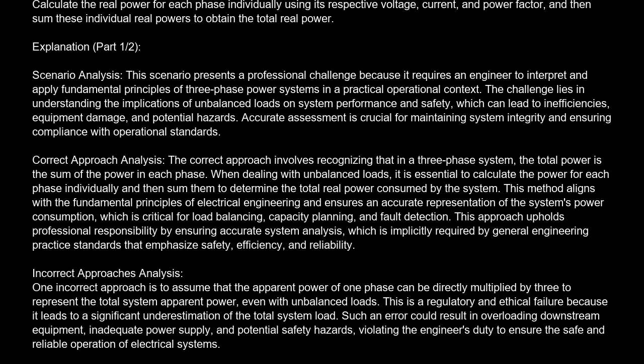Incorrect approaches analysis. One incorrect approach is to assume that the apparent power of one phase can be directly multiplied by 3 to represent the total system apparent power, even with unbalanced loads. This is a regulatory and ethical failure, because it leads to a significant underestimation of the total system load. Such an error could result in overloading downstream equipment, inadequate power supply, and potential safety hazards, violating the engineer's duty to ensure the safe and reliable operation of electrical systems.